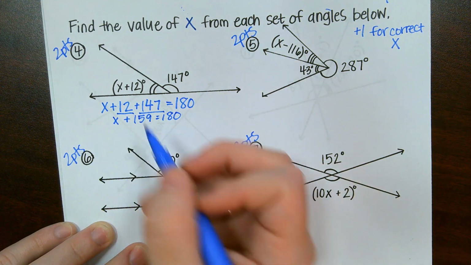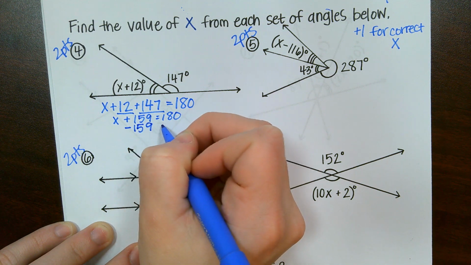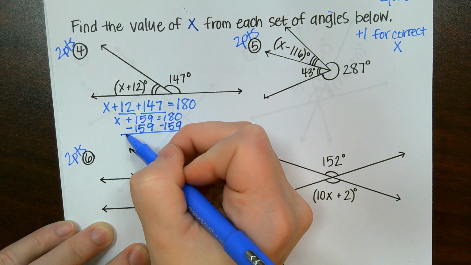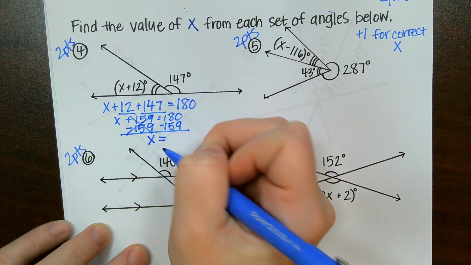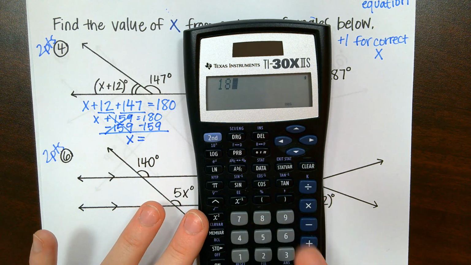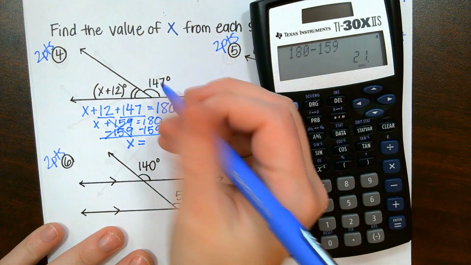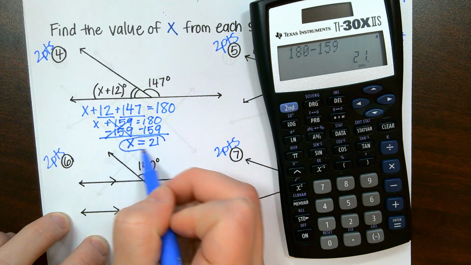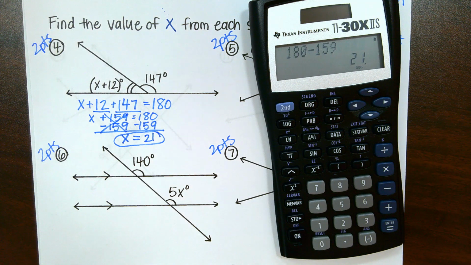Now I'm going to use inverse operations here to get x by itself. I'll subtract 159 from both sides of my equation. 159s will cancel out, and I will be left with x equals 180 minus 159, which is 21. And then we circle our answer. Just like that. So there's number 4.